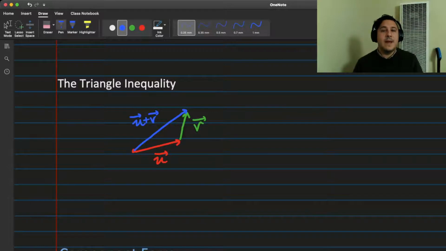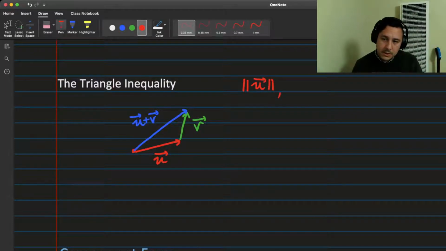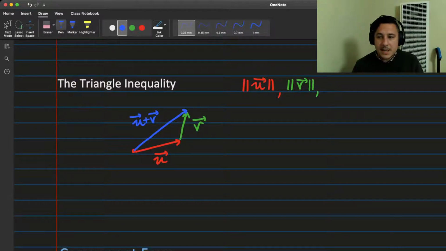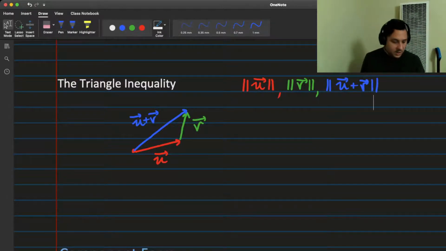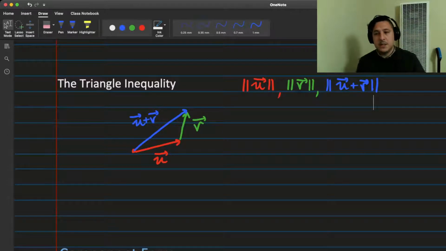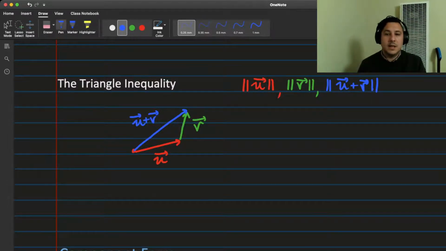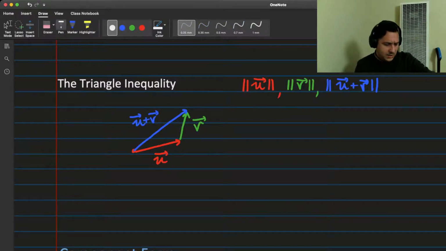So there's three different magnitudes that we have here. There's the magnitude of the vector u. There's the magnitude of the vector v. And then there's the magnitude of the vector u plus v. So you start wondering, well, what's the relationship between these three magnitudes? Like, can they ever be equal? What's going on? So you get the triangle inequality, also related to something called the Schwarz inequality.